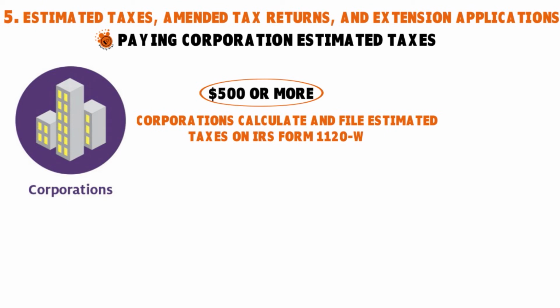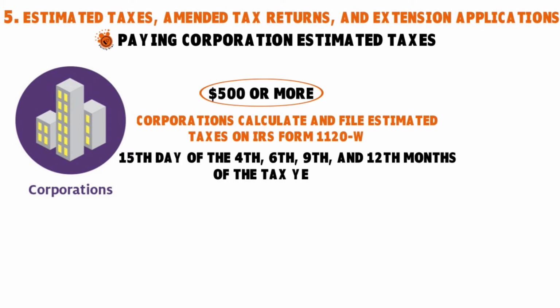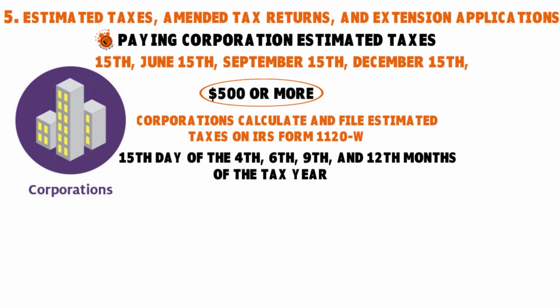The installments generally are due by the 15th day of the 4th, 6th, 9th, and 12th months of the tax year. For a December 31st corporation, that will be April 15th, June 15th, September 15th, and December 15th.